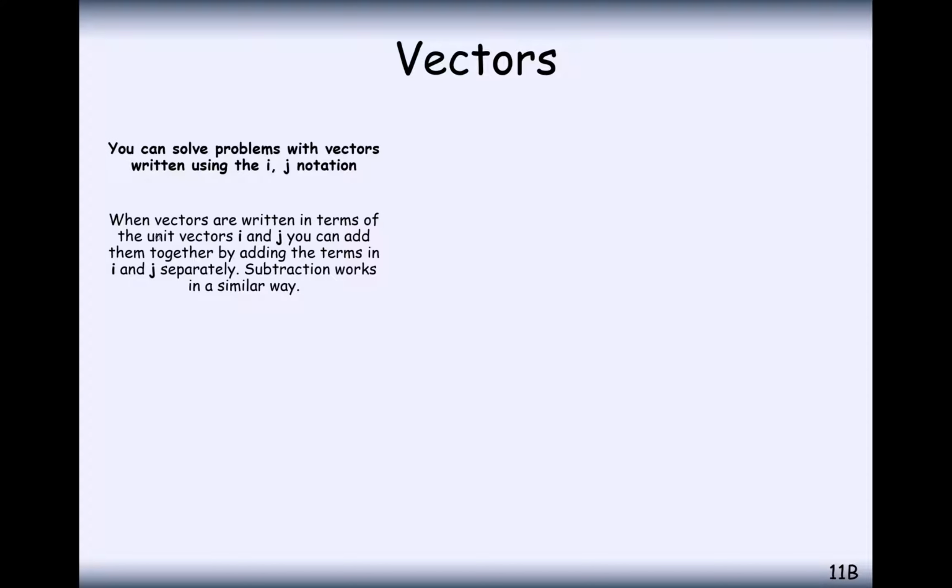Okay. So when vectors are written in terms of i and j, you can add them together by adding the terms i and j separately, and subtraction works in a very similar way. So a bit like x's and y's, you keep your i's separate and your j's separate. So for example, if we've got a representing the vector 5i plus 2j and b representing the vector 3i minus 4j, then how would we find the vector of 2a minus b in terms of i and j?